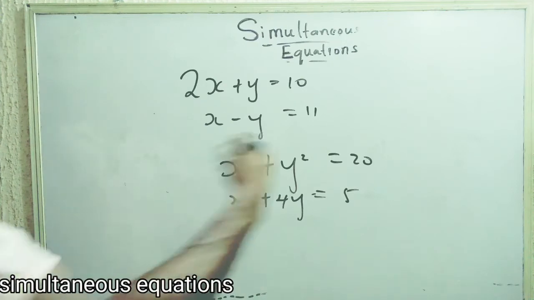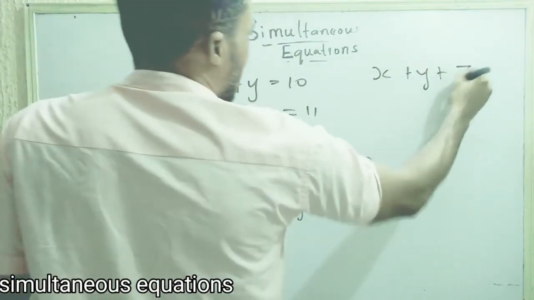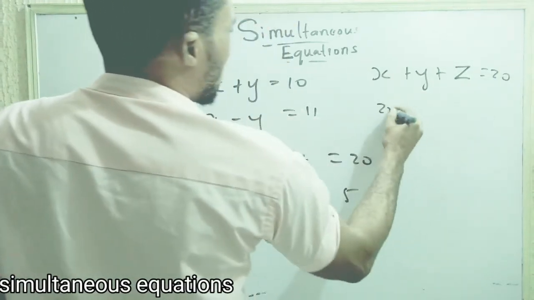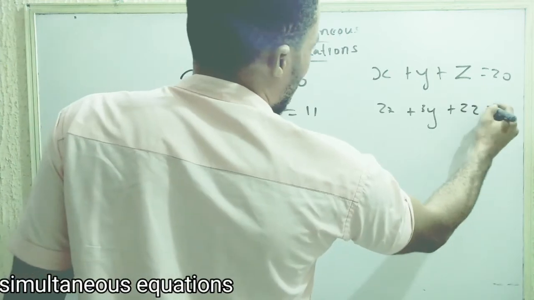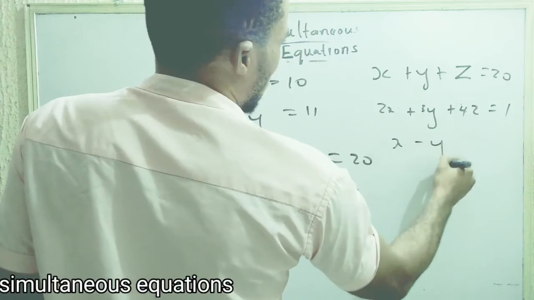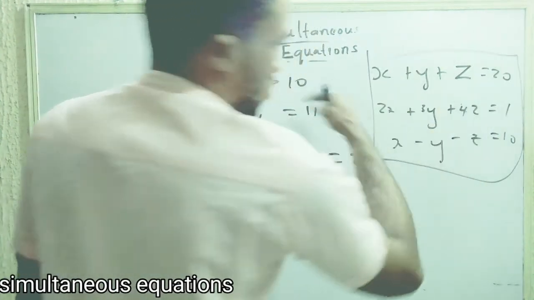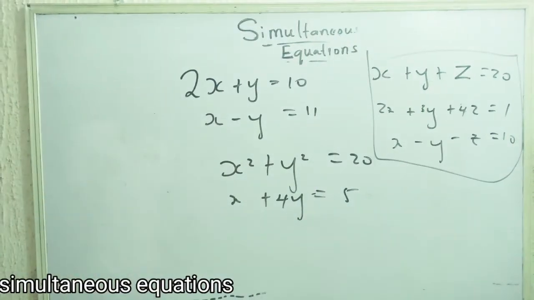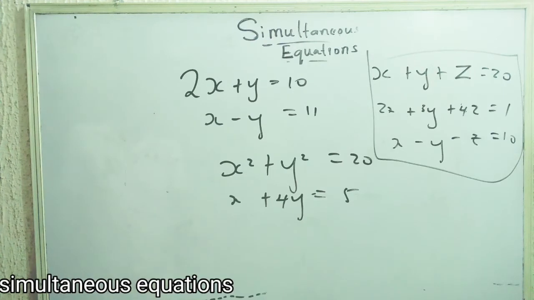You can also be given three linear equations, like when you have something like x plus y plus z equals 20, 2x plus 3y plus 4z equals 1, and x minus y minus z equals 10. So this is a simultaneous equation in three variables. This one is in two variables, like two linear equations. This one is also in two variables, one quadratic and one linear.